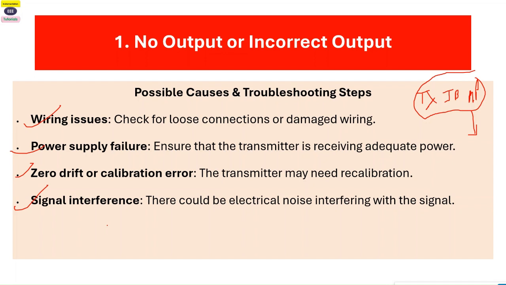If the cable of the motor is laid very near to your instrument cable, then it can generate some interference and noise, and your transmitter cable can pick up that noise, which can generate a false signal and an incorrect output. So these are the possible causes and troubleshooting steps for no output or incorrect output.